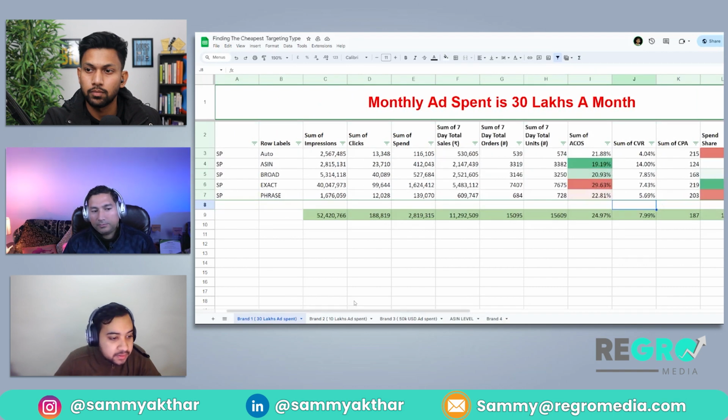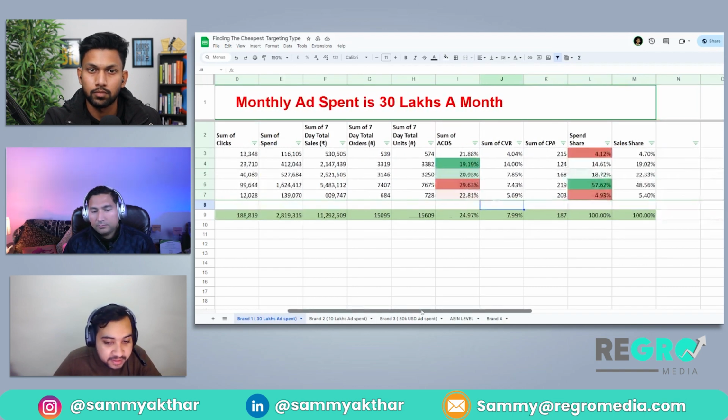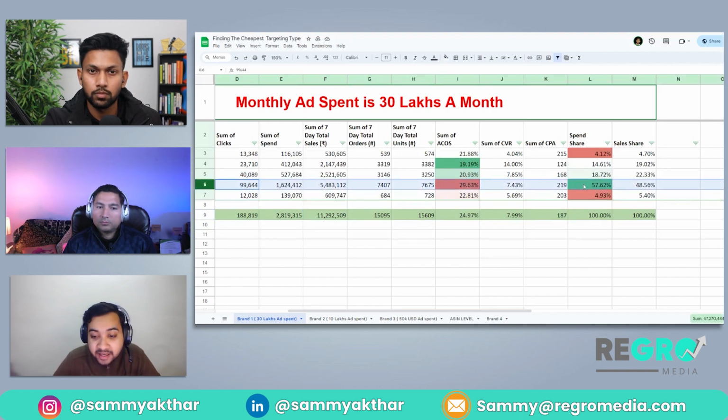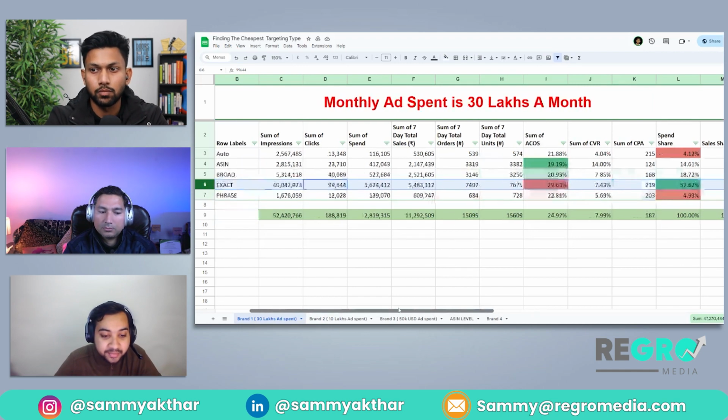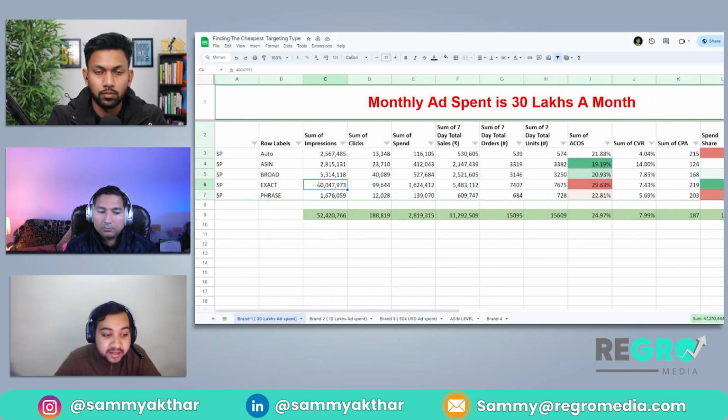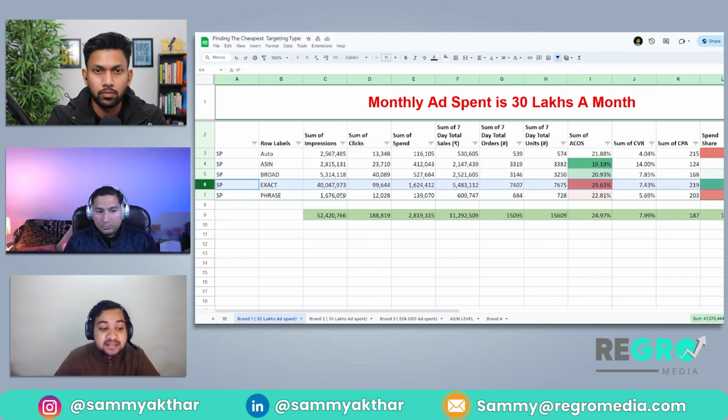Okay, so the thing is, the brand having this much ad sales volume, this brand is doing 11 million in sales, just ad sales, and that too on a monthly basis. Such a brand is spending around 57% of their budget on just exact match campaigns. So this exercise has limited the sales channels. The number of keywords through which traffic comes to this brand, they have just limited that amount.